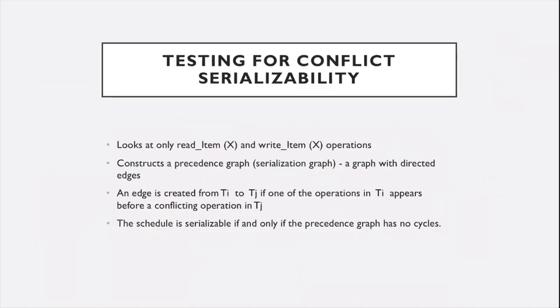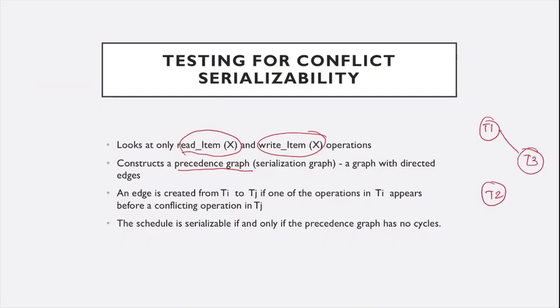Now, there is a way by which you can test if your schedule is conflict serializable or not. For that, this is the algorithm. It is done with the help of creating a graph known as a precedence graph. So what we'll do is we will look at only the read and write operations, and then we'll construct a precedence graph. So what is a precedence graph? A precedence graph is a directed graph. A graph consists of some nodes. So let's say T1 is one node, T2 is another node, T3 is another node.